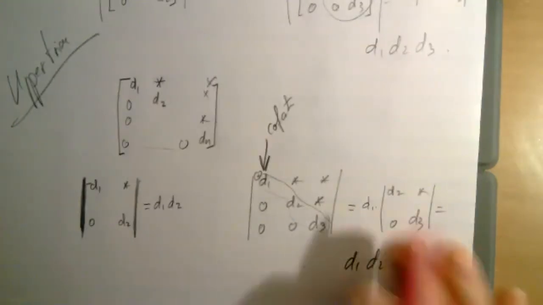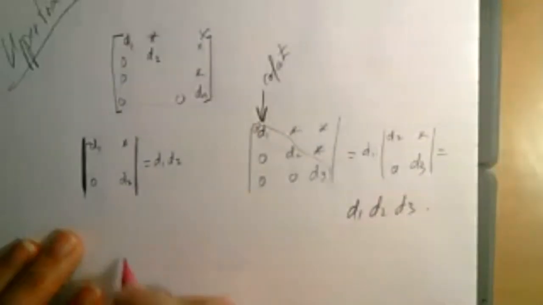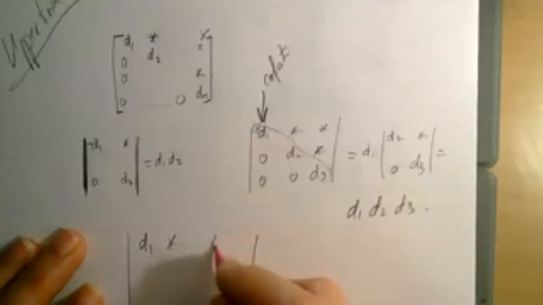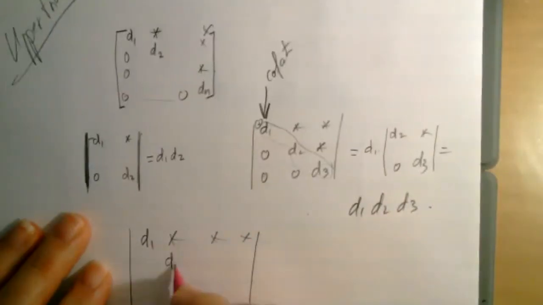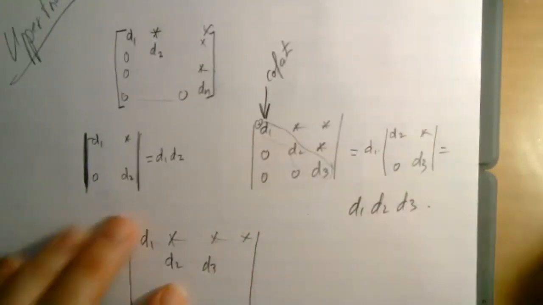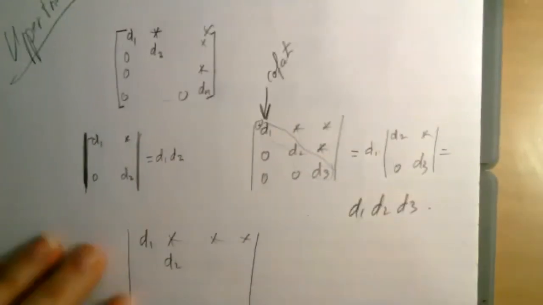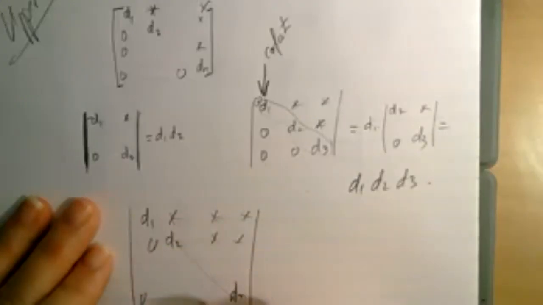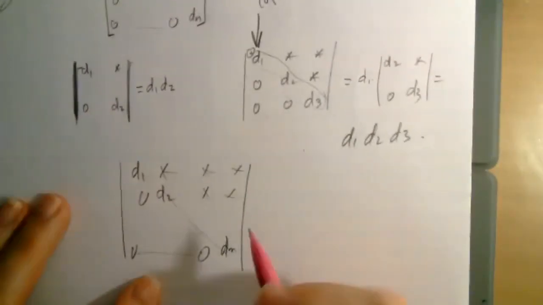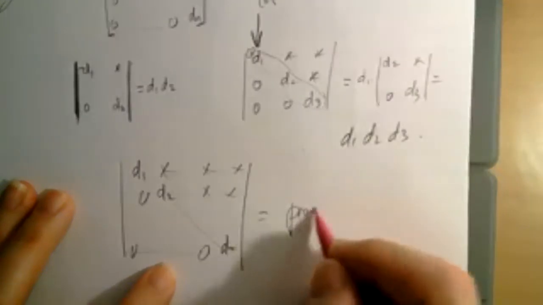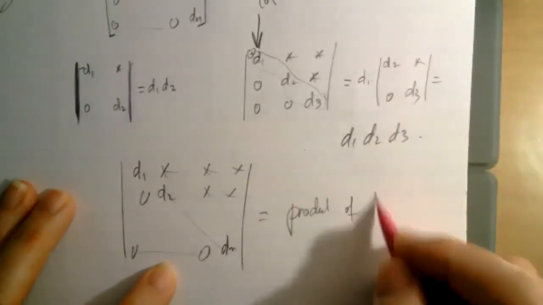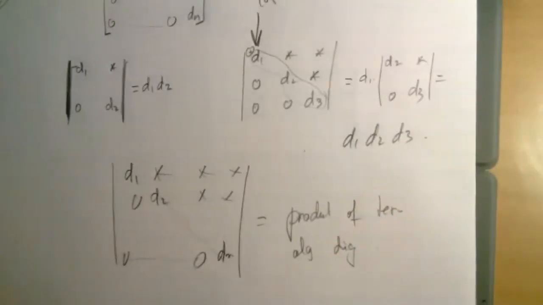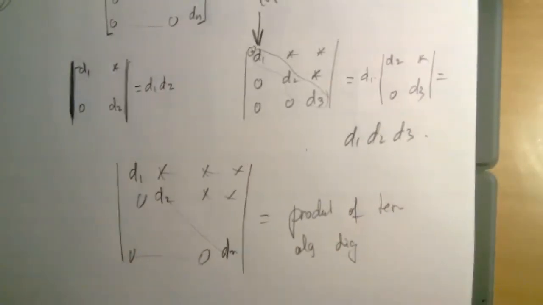So in general, this is the rule. If you have an upper triangular matrix, again, D1, star, star, star, D2, etc., Dn, where those could be anything, even 0, the determinant is also the product of the terms along the diagonal. Okay, so those are special matrices, and that's really what the determinant is.